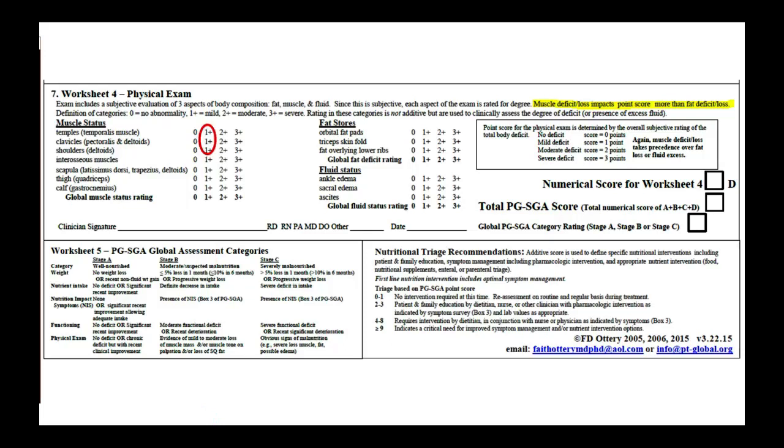So here we check over our patient. We see some muscle loss in the temples, the clavicles, the shoulders. We didn't look at their thighs, and that's okay. We still get a sense of the loss. And we also look at their fat loss and any fluids they may or may not have. It's important to remember that this is not additive. So even though we have a global fat deficit rating of 1 and a global muscle status rating of 1, really this is a mild deficit and just a total score of 1. So we put that score there in box D.